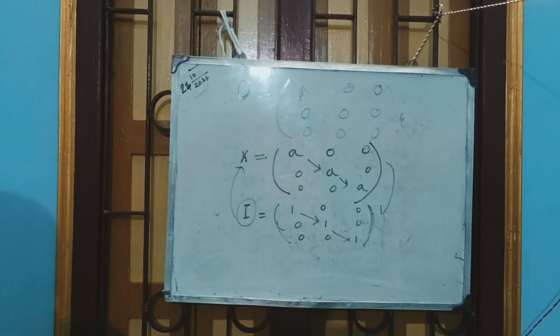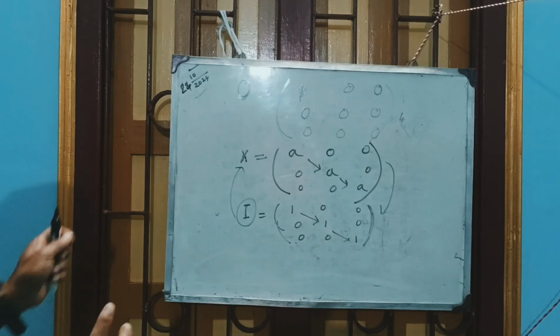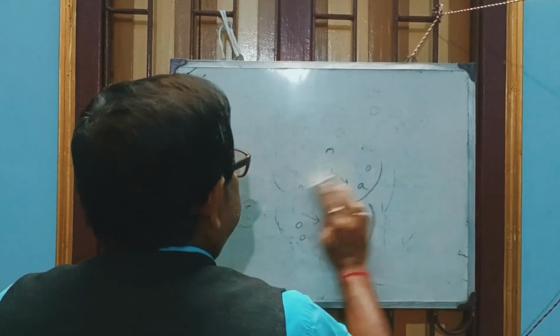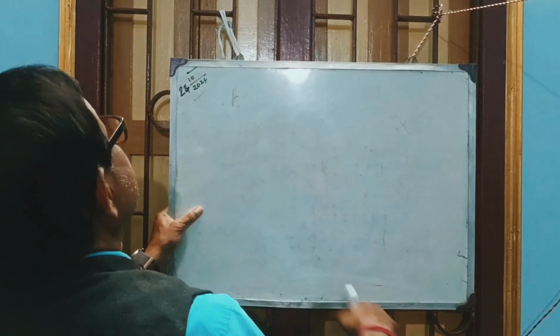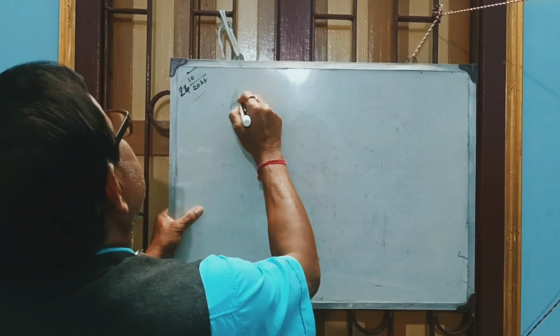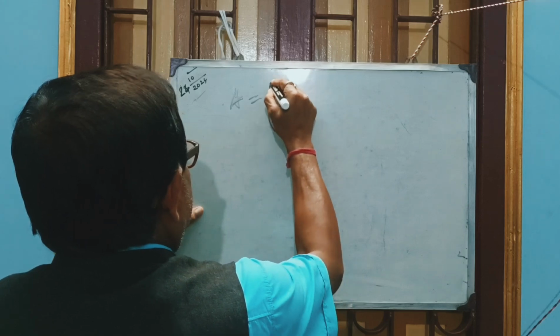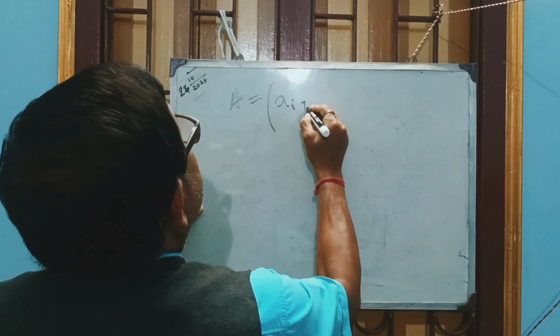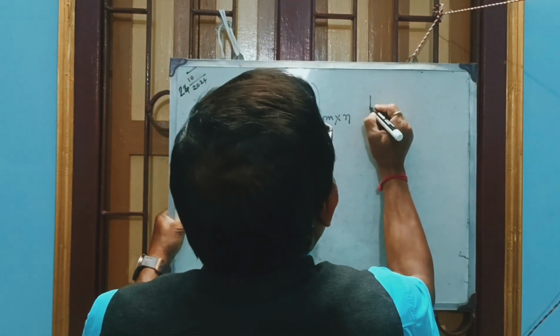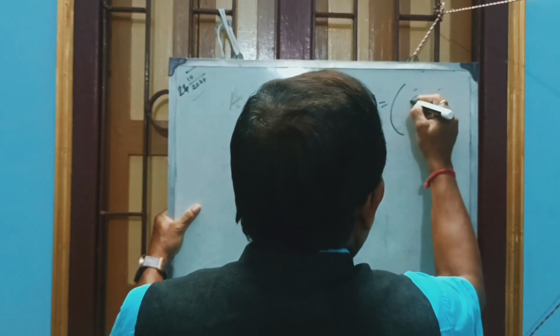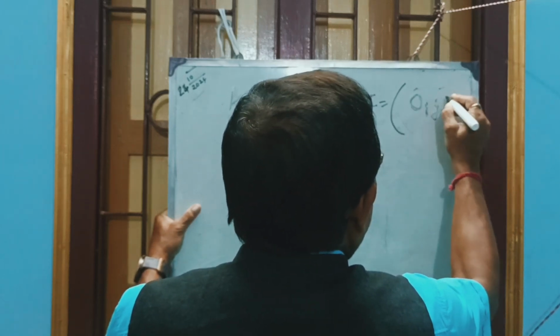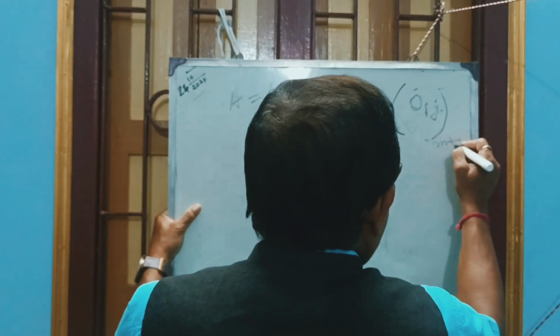I have already discussed the addition and subtraction of matrices. Today, if we add a matrix with a null matrix, let us consider a matrix A equal to a_ij of the order m by n, and O is the null matrix with elements 0_ij, also of the order m by n, the same order.